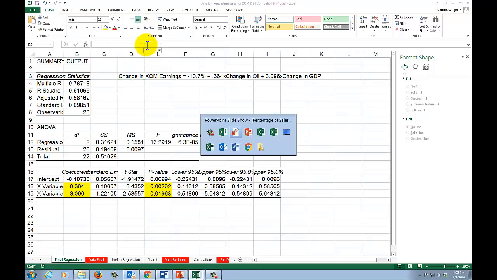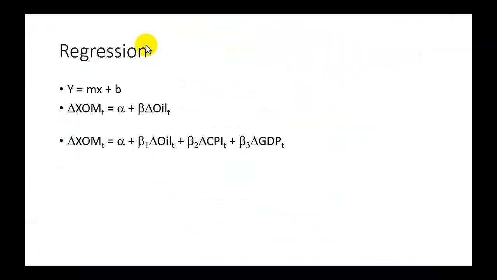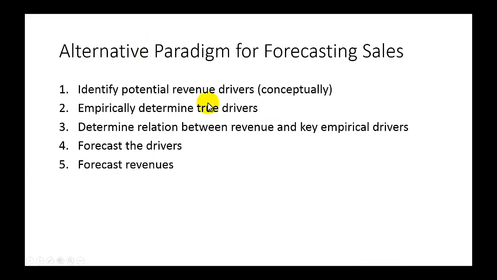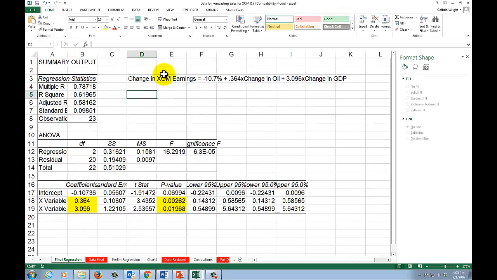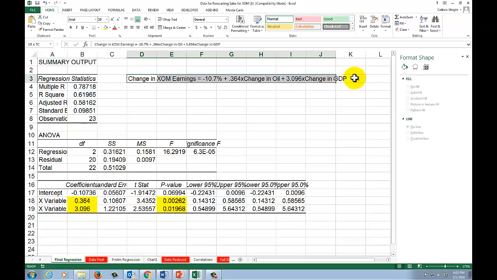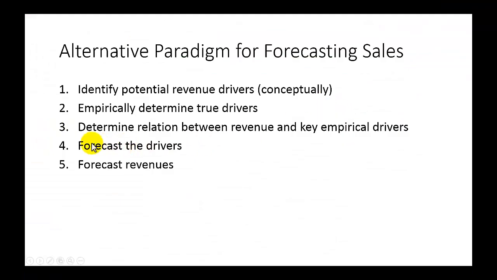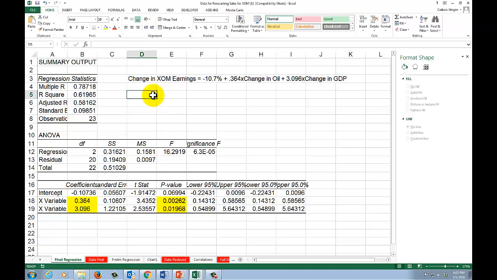At this point, we have now done this. We have empirically determined the relation between the revenue and the key empirical drivers. There it is right there in that equation. The next step is forecast the drivers. Now this is where you need macroeconomists. I'm just going to wave my hands.